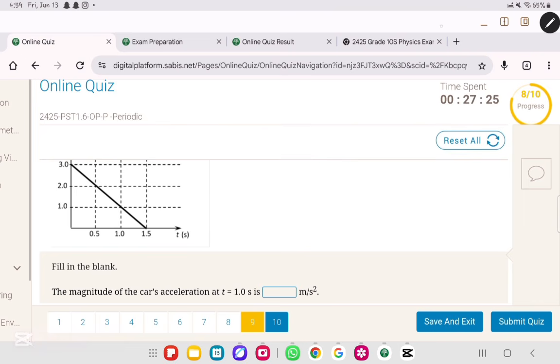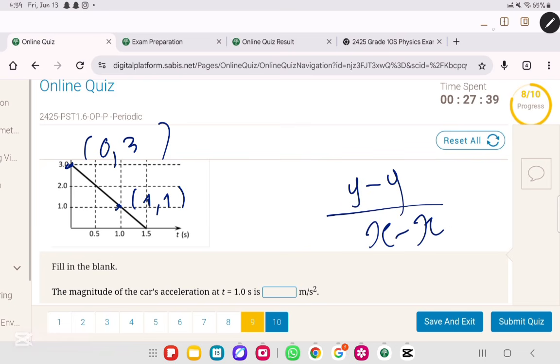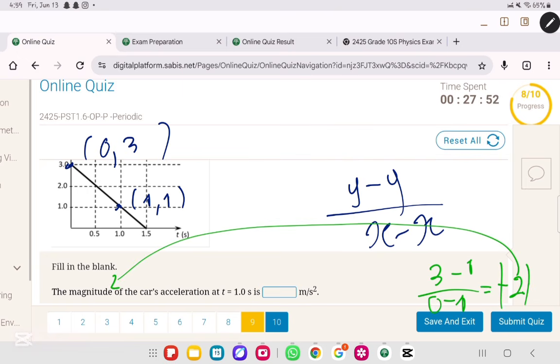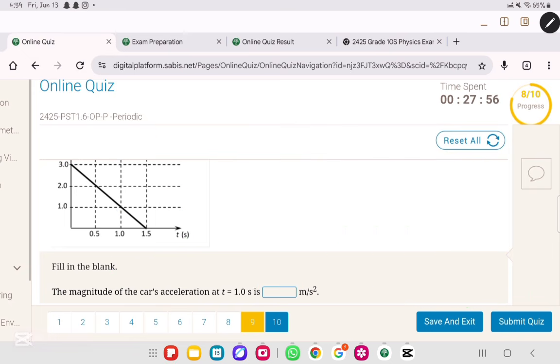Alright, so let's find the slope of the graph. For example, choose 2 points. I will choose this one and this one just to make my life easier. So this is point what? 0, 3 and 1, 1. So we will use y minus y over x minus x. Okay? So in this case, it's gonna be 3 minus 1 over 0 minus 1. You will get an answer of minus 2. But since they want the magnitude, you will put it in absolute value to get an answer of 2 meters per second squared.